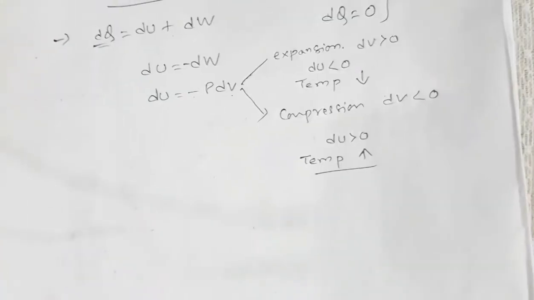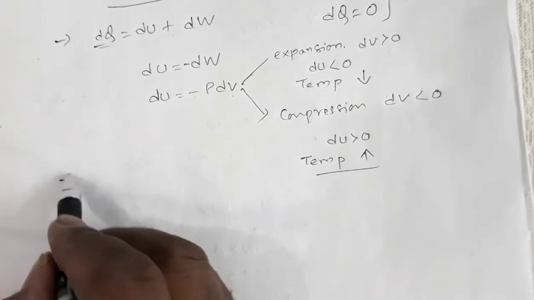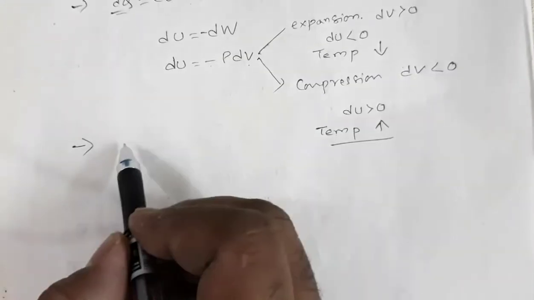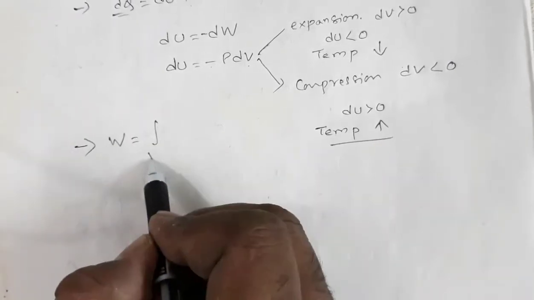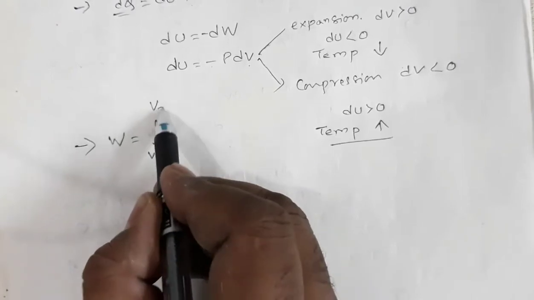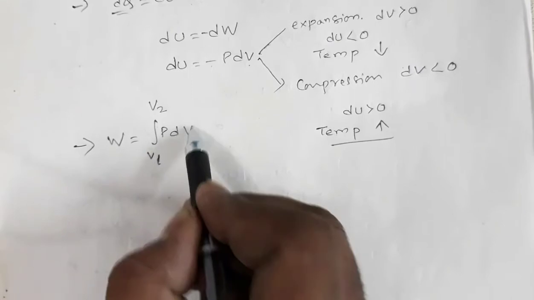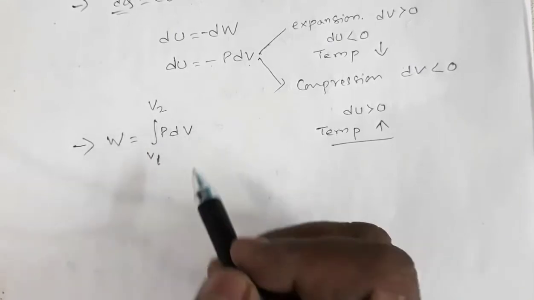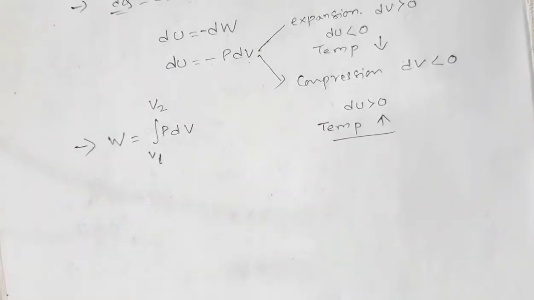Okay, now next concept is, not a concept actually, formula for work done. Suppose initial volume is V1, final volume is V2. So work done is integral V1 to V2, total work done when the volume changes from V1 to V2. V1 is the initial volume, V2 is the final volume. So this is the general expression for work done.